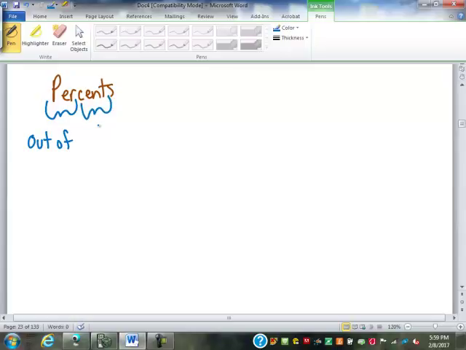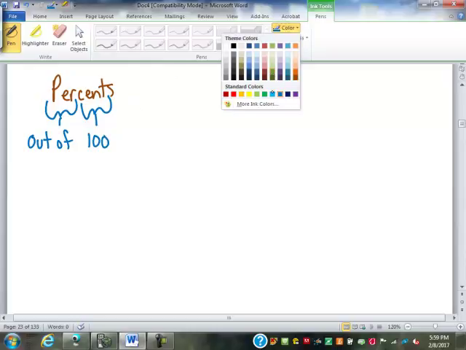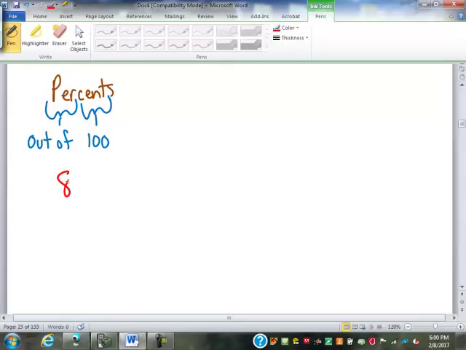And the word cent, if you think of cents in a dollar or years in a century, that is 100. So percent literally means out of 100. So if I give you 84%, that literally means 84 out of 100.